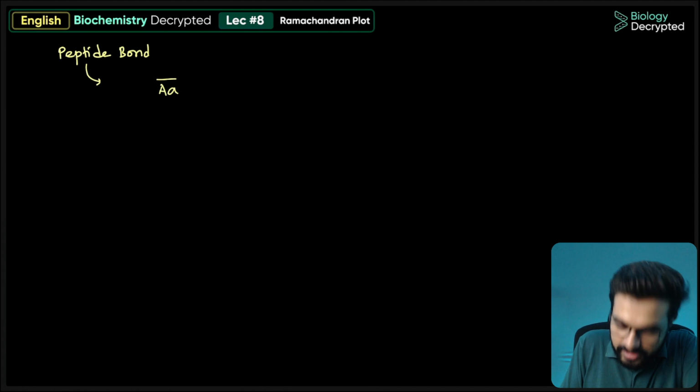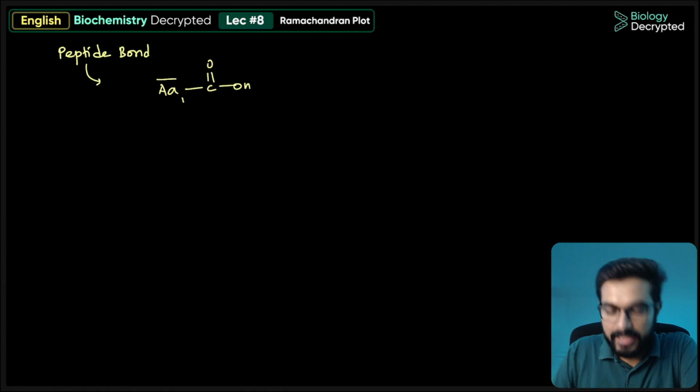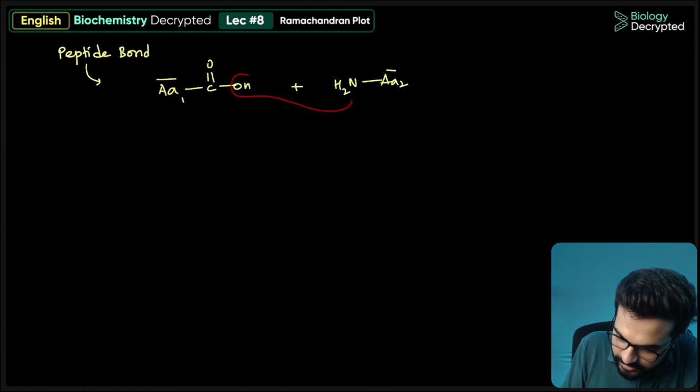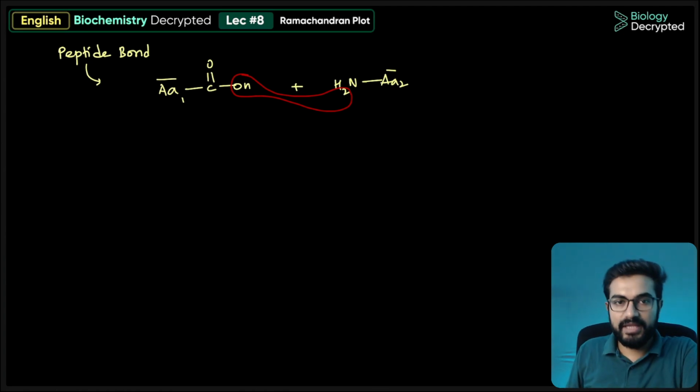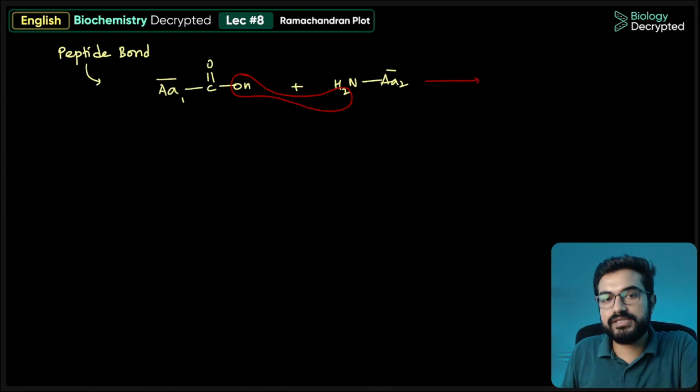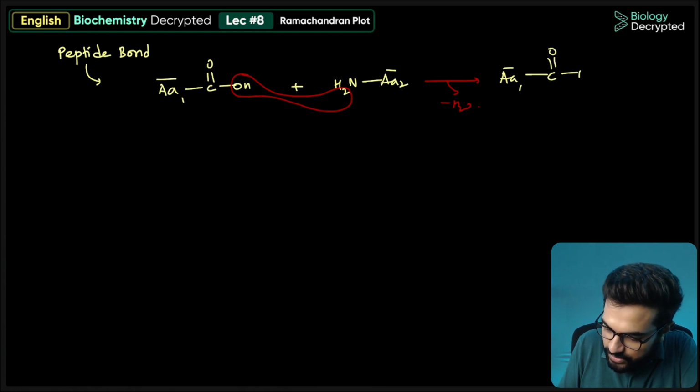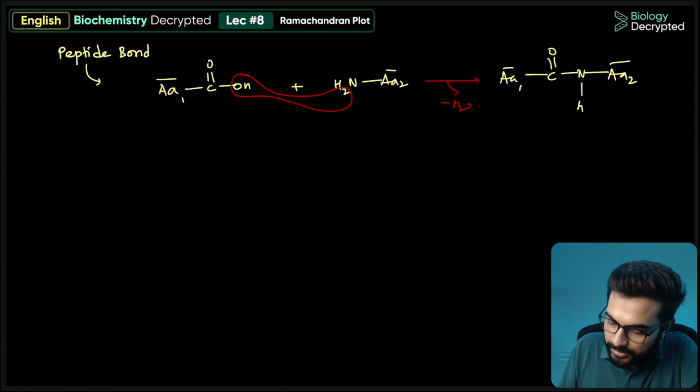There is this amino acid number 1 and it has a C double bond OH group attached to it. And then there is this amino acid number 2, and this has an NH2 group attached to it. Then water is removed from here, and finally, after the removal of water, the bond which is formed is the peptide bond. This is amino acid 1, CONH, amino acid number 2. This bond is called the peptide bond.